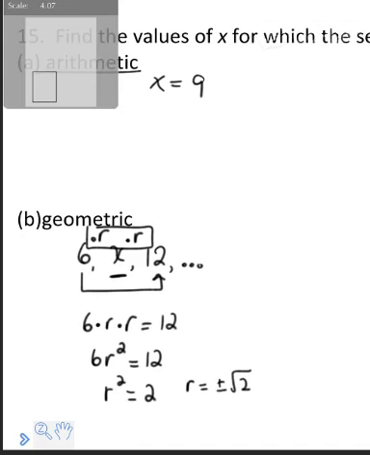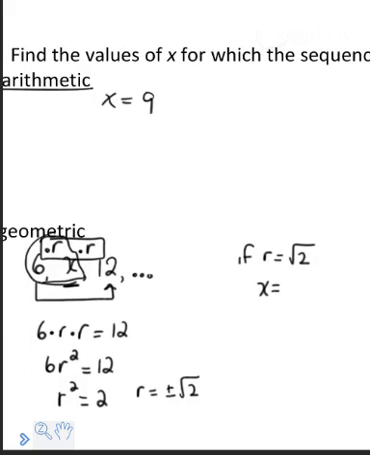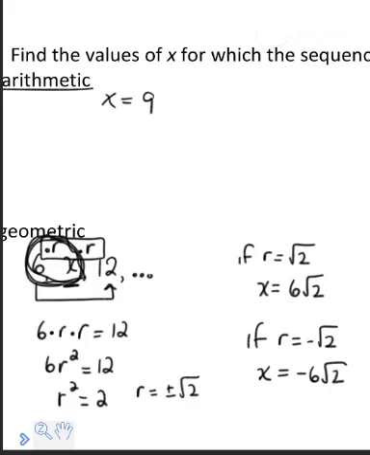So let's say that if r is the positive square root of 2, then to figure out the value of x, if we look at this, x is just equal to 6 times r. So x is equal to 6 times the square root of 2. If we're going to use the negative square root of 2, then x would equal negative 6 times the square root of 2.